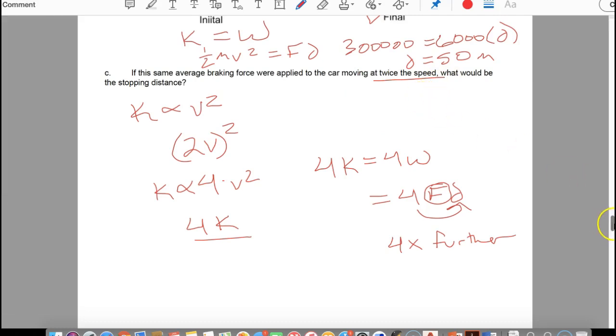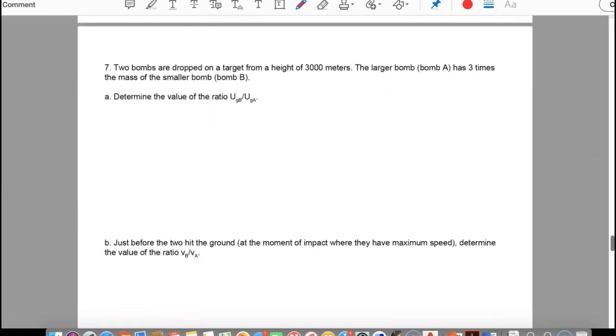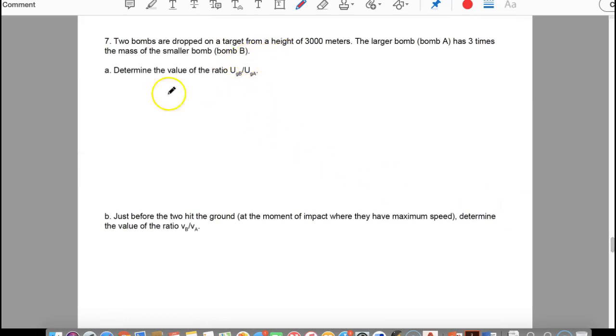All right, let's go ahead and take a look at the very last part. We have 2 bombs dropped from a height of 3,000 meters. So we have a height here, and we know that height is about 3,000 meters. We know that at the top, both bombs are up here, so we have bomb A and we have bomb B, and we know bomb A has 3 times the mass of bomb B, so 3m, and this one is just m.